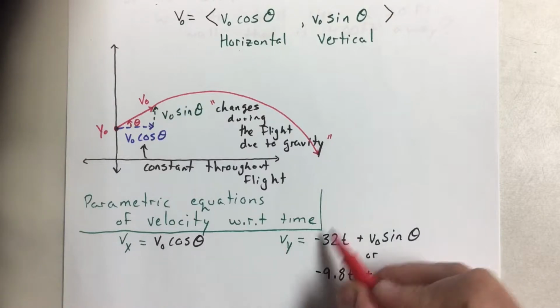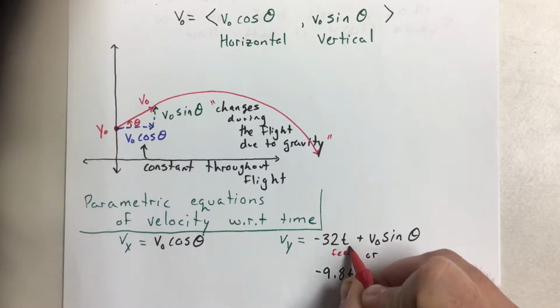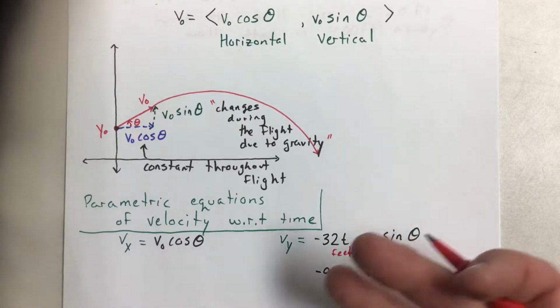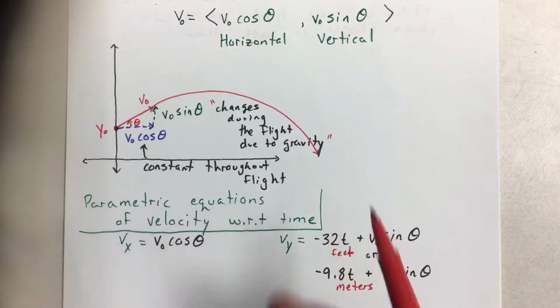Negative 32 is the acceleration due to gravity when you are measuring in feet. So when your measurements are taken in feet, when your speed is given in feet, we are going to be using negative 32t. Whereas negative 9.8 is the number we're going to use when we measure in meters. So we just recognize what the measurements are taken in, and we utilize the correct equation. Both have our vertical component added on to it. So these two we can use when we examine velocity.